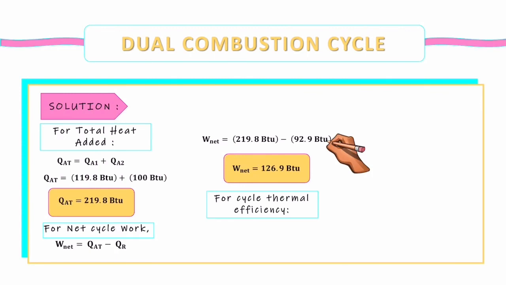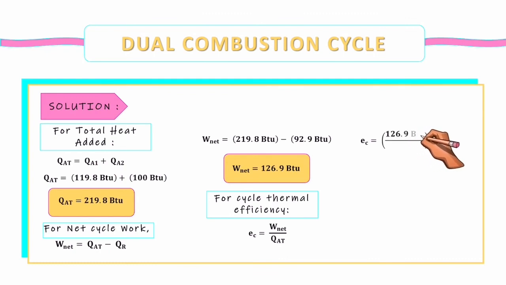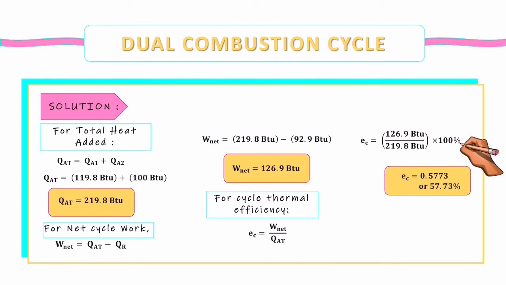For cycle thermal efficiency, let's use the formula EC is equals to W net over QAT. But we can also use the formula that we derived earlier. But for now, let's try to use this equation. So substituting the given values, EC is equals to 126.9 BTU over 219.8 BTU multiplied by 100%. So cycle thermal efficiency is equals to 0.5773 or 57.73%.